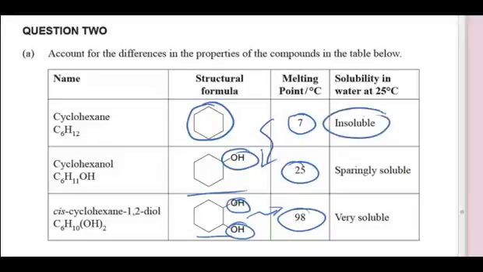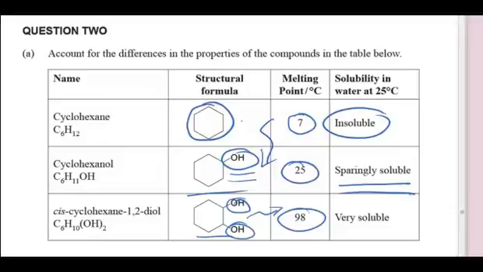Now in terms of solubility, because this is non-polar, there's going to be no attraction between the cyclohexane and the polar water molecules. Therefore it's going to be insoluble. Now the presence of an OH group here means for cyclohexanol that it has the ability to hydrogen bond with water. Now the fact that we're told that it's only sparingly soluble means it mustn't be that attracted to the water molecules, or the water molecules will not be that attracted to that.